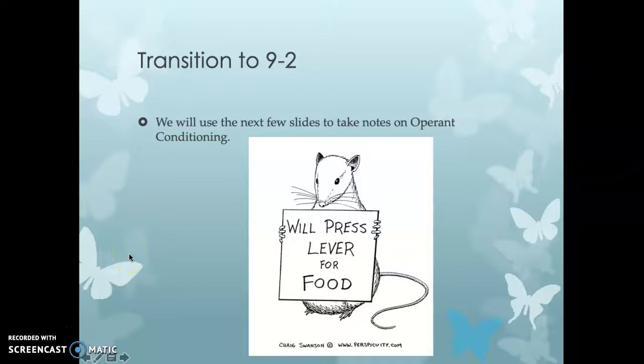All right, this week's lesson, week 4 of our remote learning for marking period 4, is focusing on chapter 9, section 2, and this is on operant conditioning.